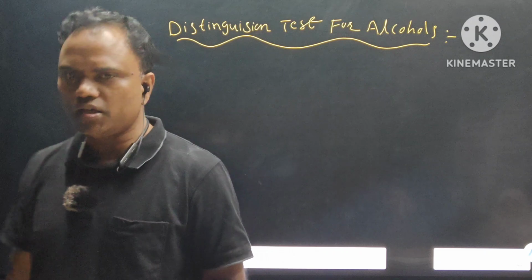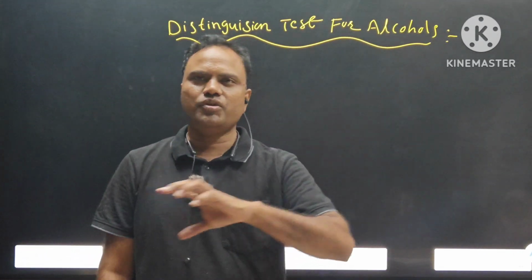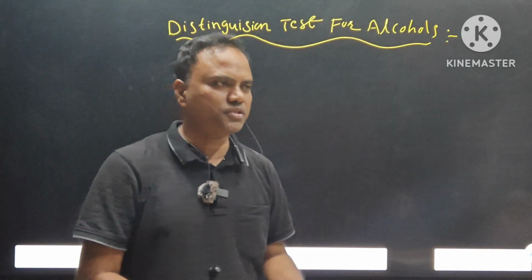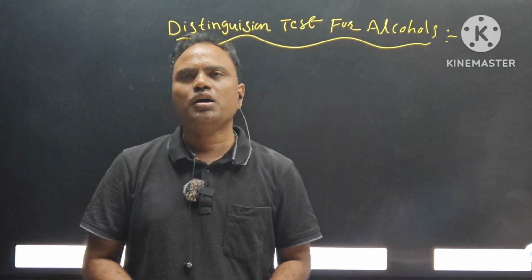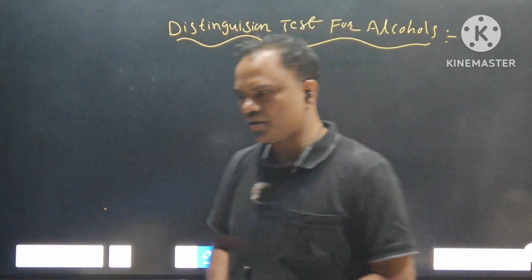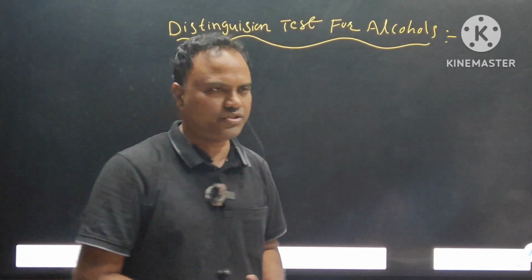If you have an aldehyde and an alcohol, then you can use the word identification. If you have only alcohols, then we use the word distinguishing: which is a primary alcohol, which is a secondary alcohol, which is a tertiary alcohol. Clear? I already gave the Lucas test in alkyl halides. What is Lucas reagent? Anhydrous ZnCl2 plus HCl is the Lucas reagent.